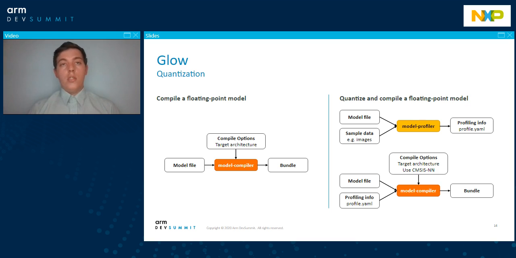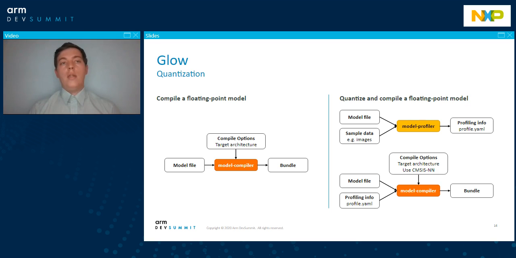On the other hand, as suggested on the right half of the slide, in order to quantize and compile a floating point model, one would need to use first the model profiler command line tool, which is provided with the model file and some sample input data, to produce a profiling information file in IML format, which contains all the required information in order to properly quantize the model.